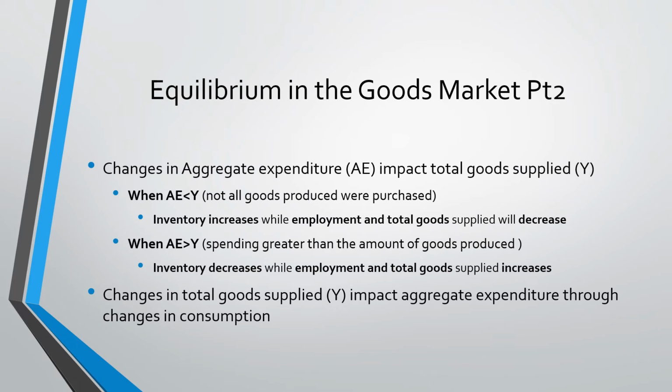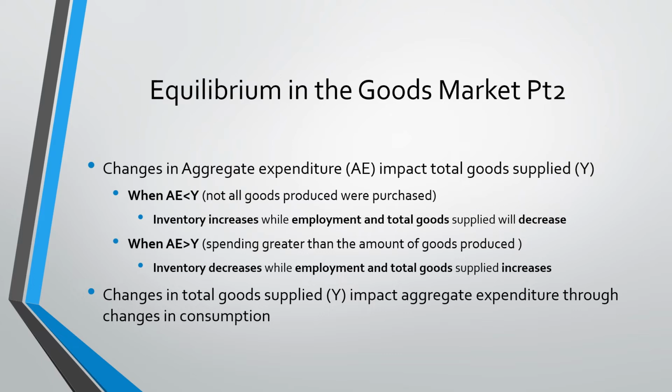So moving on. Part two, we're just covering that changes in aggregate expenditure impact total goods supplied. So AE impacts Y. Well, how does that happen? When AE is less than Y, that means that your aggregate expenditure is less than your income or your real GDP. So that means that not all goods produced were purchased. When that happens, inventory is going to pile up, so it's going to increase. Employment and total goods supplied are going to decrease. And a good way to think about this is that you are in a recession.